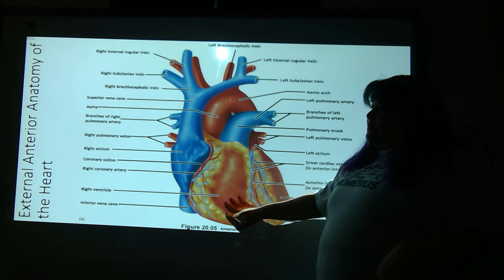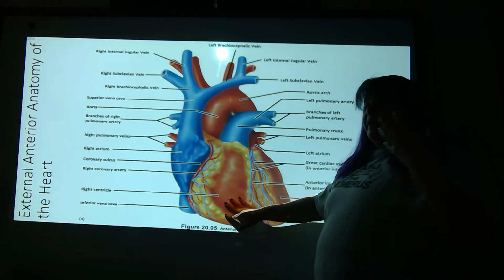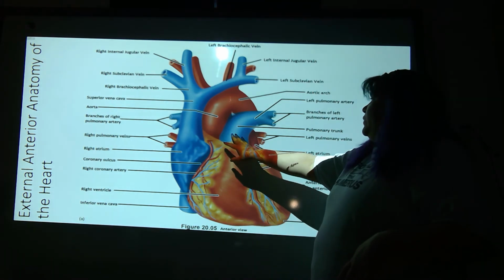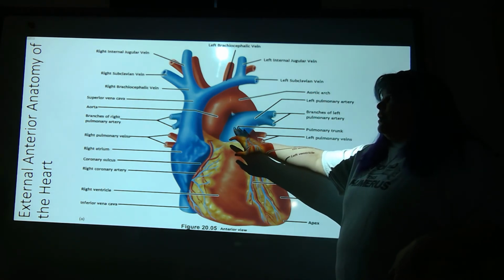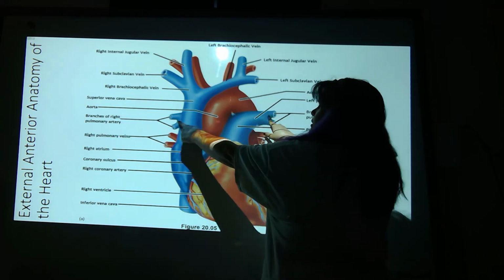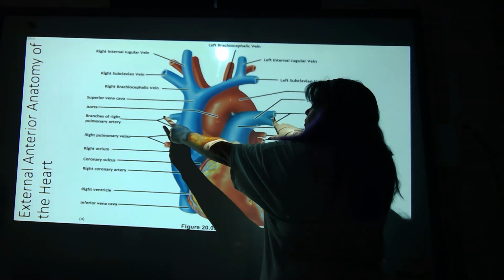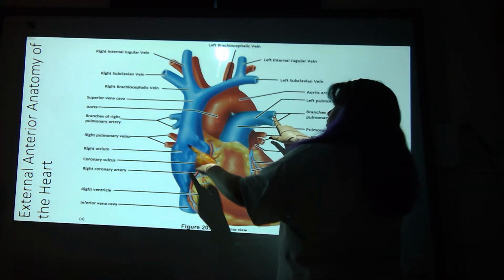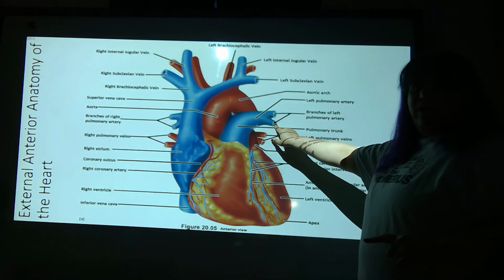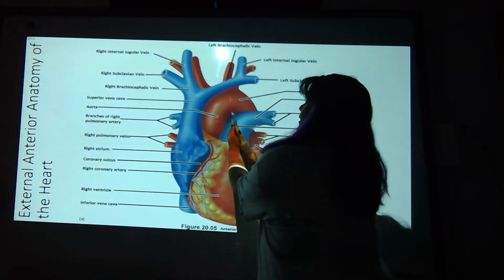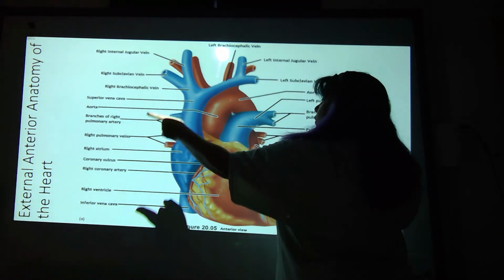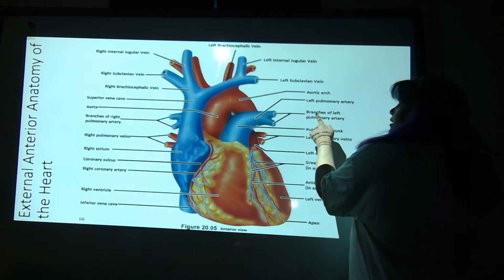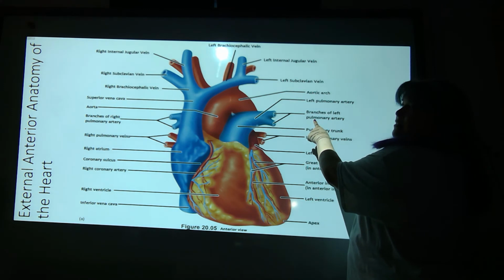When we talked about the right ventricle pumping the blood out, we said that it went into the pulmonary trunk, right? This is the pulmonary trunk, and it splits into the right pulmonary artery and the left pulmonary artery. So from under here, it actually does split into these two arteries, going away from the heart toward the lungs. Pulmonary means lungs, right?